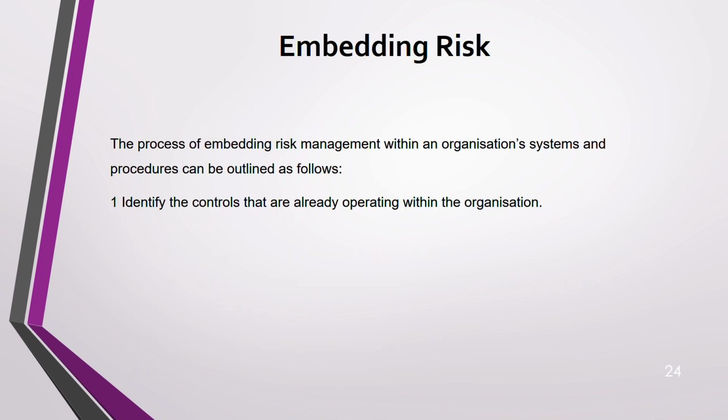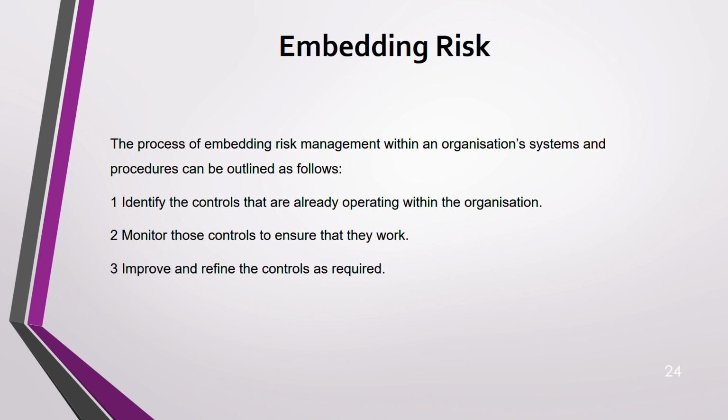Coming to embedding risk in the culture. Before coming to the culture, there are procedures for how you embed risk. These are the steps one needs to follow, and in this order only. Number one, you first need to identify the controls that are already there in your organization. Second, you have to monitor whether those controls are working or not. Third, you improve and refine those controls if they're not working.